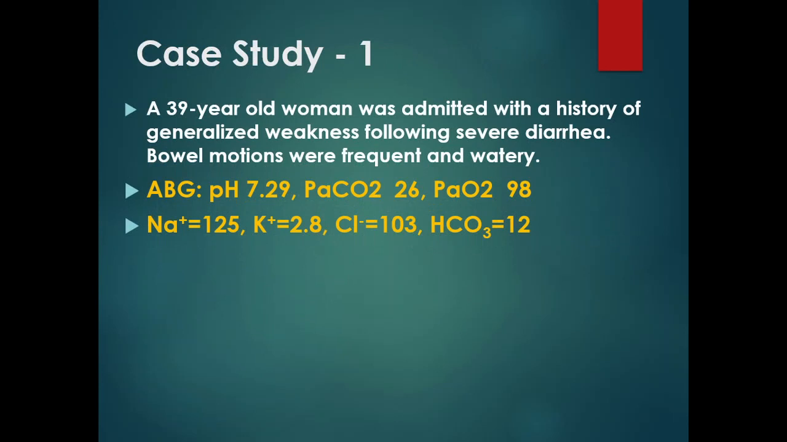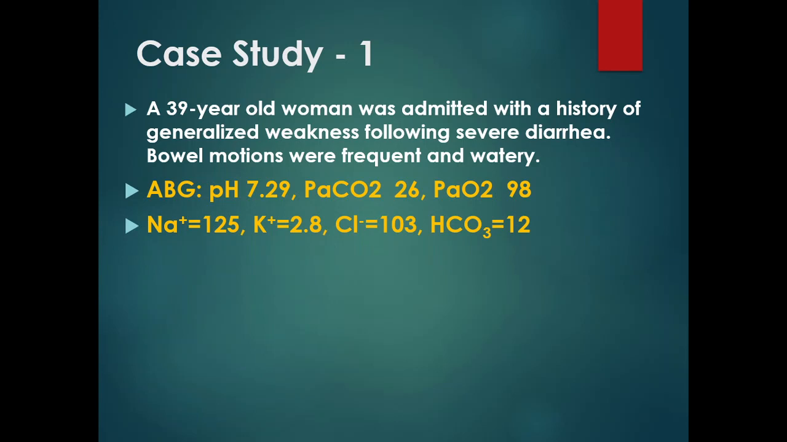Now we'll go over some case studies. This is a 39-year-old woman who was admitted with a history of generalized weakness following severe diarrhea. Now, patients with severe diarrhea and frequent bowel motions are at risk for developing what kind of disorder? They are prone to develop metabolic acidosis of the normal anion gap. So let's look at the results.